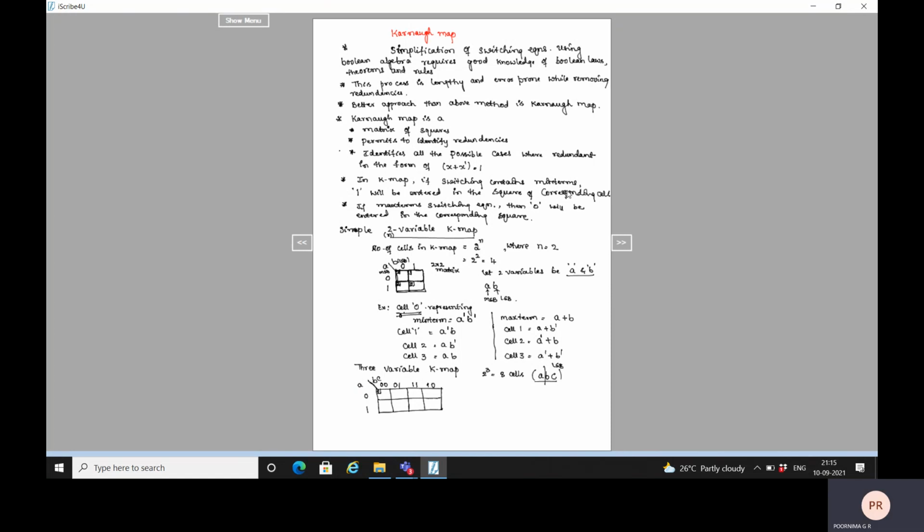The cell values in the 3 variable K-map are represented as 0 for the first cell, the second cell is 1, the fourth cell is 2, and the third cell is 3. The fifth cell is representing the cell values 4, 5, 6, 7 based on the positional weights of bits. So this is how a K-map will be constructed.